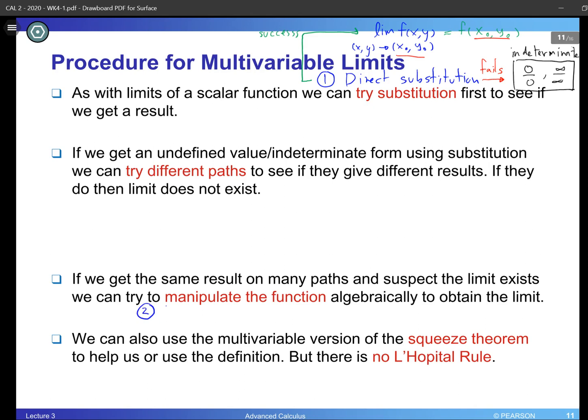But personally, I don't like the word manipulation, so I'm going to use my own term right here, which is rearrangement. If substitution doesn't work for me, then I try to rearrange my function. Rearrange the function.